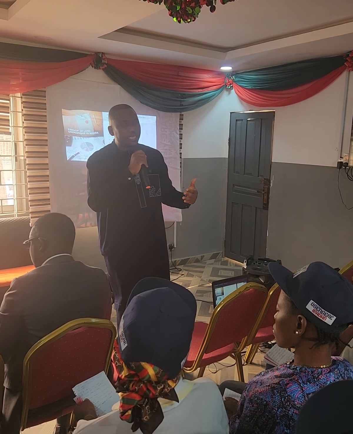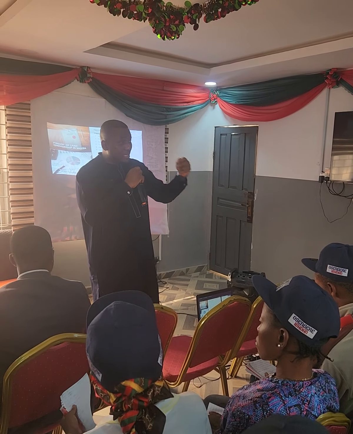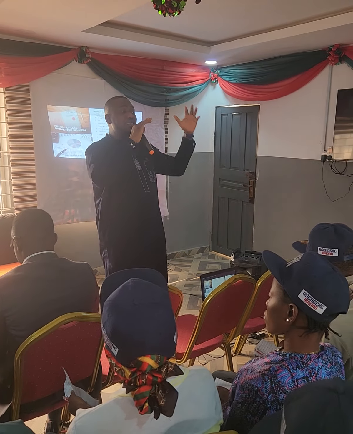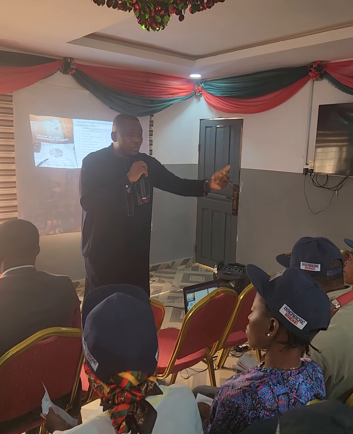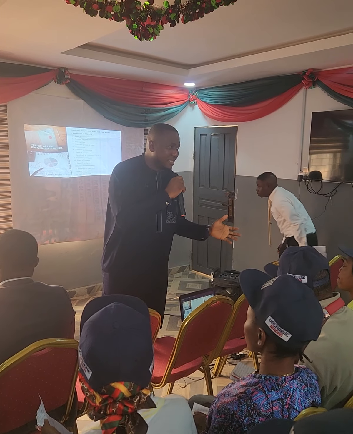The next document is the deed of assignment. The layout will also be given to you. The layout shows where your land is in this central layout. So it will be stacked, attached to your survey plan. Then after that, you get a deed of assignment.